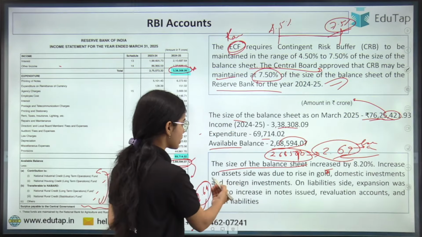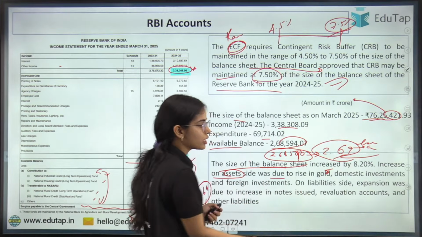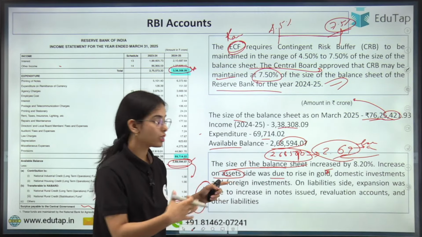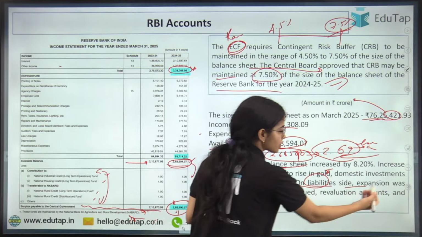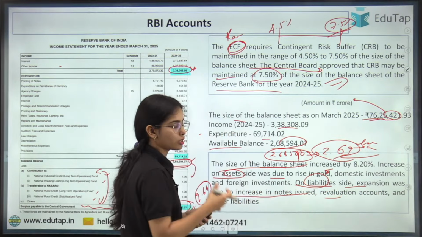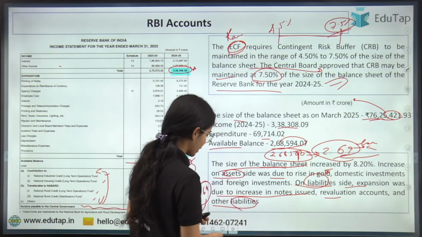Now, the increase on the assets. In the balance sheet, the increase on the asset size was due to the rise in the price of gold. Domestic investments and foreign investments have gained. On the liability side, the expansion was due to the increase in notes issued and revaluation accounts. More money was given in the revaluation accounts and other liabilities. Okay, so this is the idea.